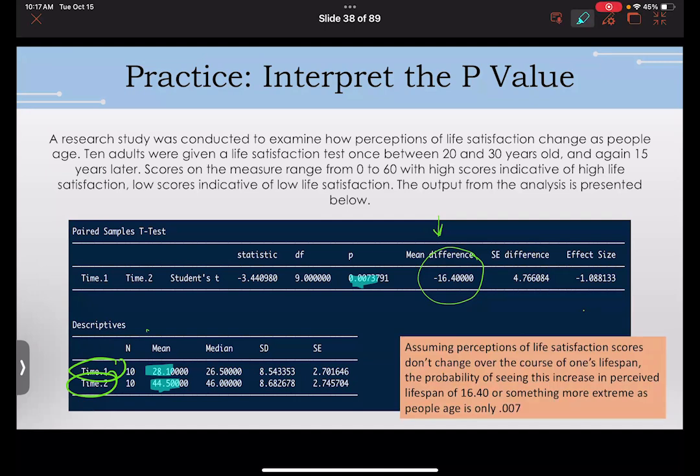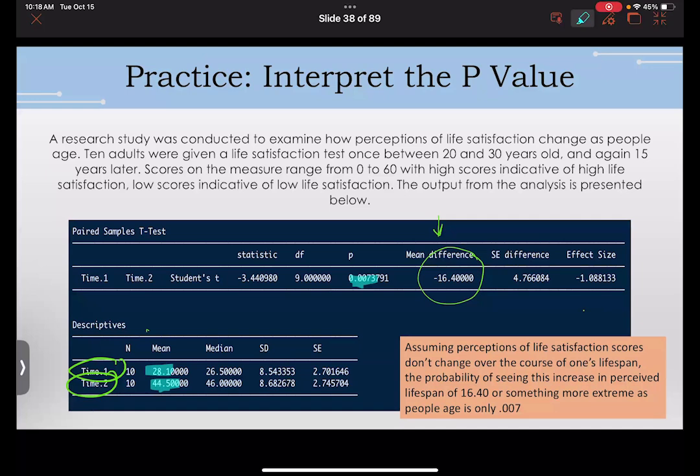So here's what I wrote. Assuming perceptions of life satisfaction scores don't change over the course of one's lifespan, the probability of seeing this increase in perceived lifespan of 16.4 or something more extreme as people age is only 0.007. Okay? All three of those are fine. Questions at all? So that's a good note to yourself: result means actual study result with effect, not just the effect. Interpreting is storytelling.